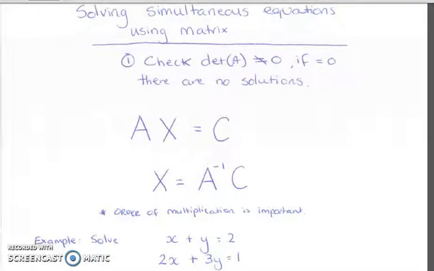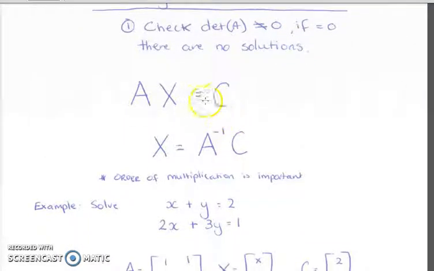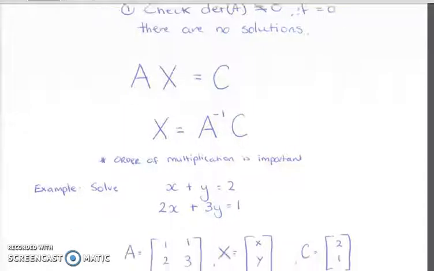We've got this formula here, AX equals C, and if we rearrange this, we can find X by A to the -1, which is an inverse, times C. And I'll show you what these values actually mean, and how we name the matrices.